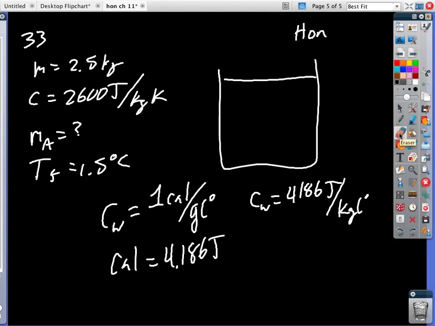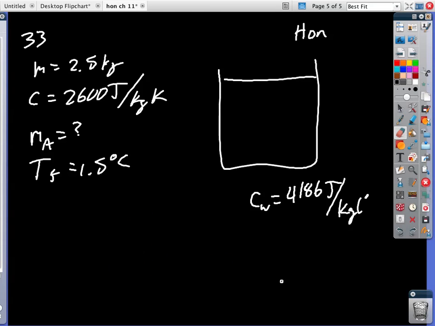So since the definition of specific heat of water, and thank you for remembering that, whoever did, remember that the definition of a calorie is the amount of heat required to raise the temperature of 1 gram of water 1 degree Celsius. If you remember that, and of course the other thing you have to remember is a calorie is 4.186 joules. That one's not so easy. That's not obvious, but yeah, okay.